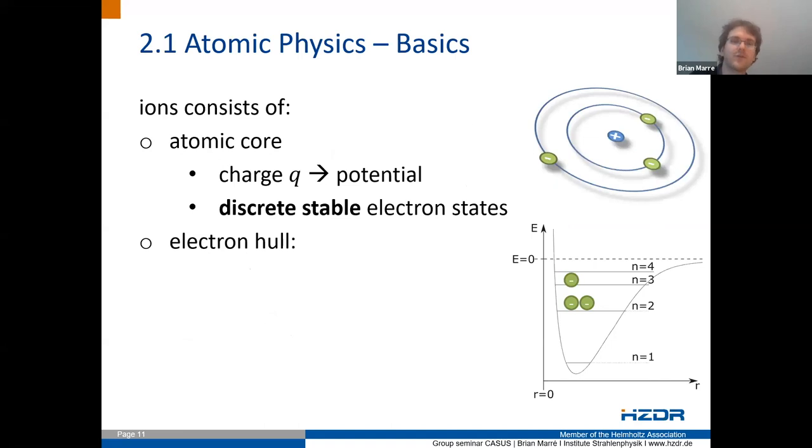The basics of atomic physics is that instead of considering the ion simply as some point or shape, we acknowledge that an ion actually consists of parts. In our specific case, all ions consist of an atomic core, which has an actual fixed charge. And this fixed charge creates a potential in which you then have discrete stable electron states.